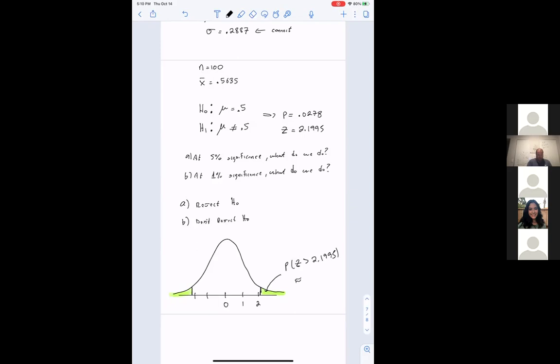How would I calculate that on my calculator? Normal CDF, good. Second distribution, normal CDF, good. And what would I put in? Well, go ahead, you gotta give me everything. It's like 4 things I gotta put in or something like that.